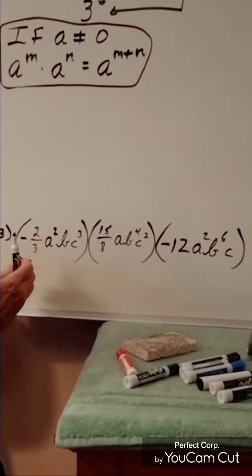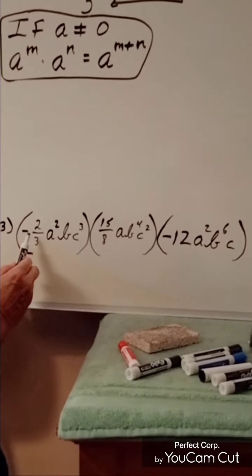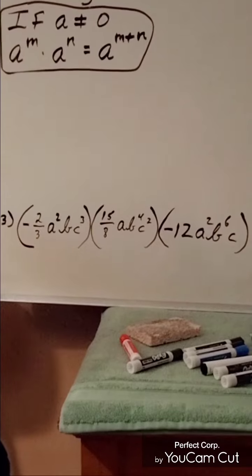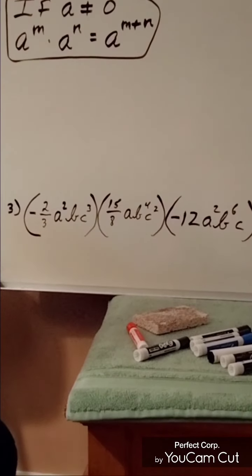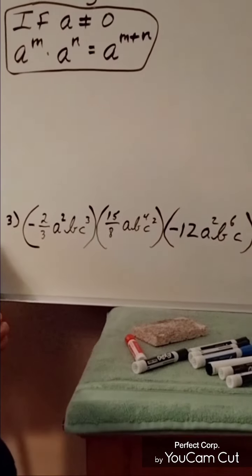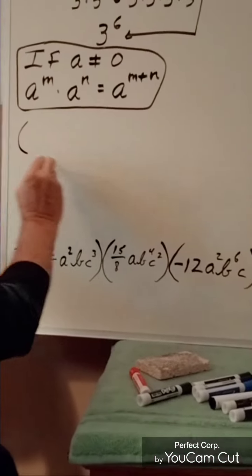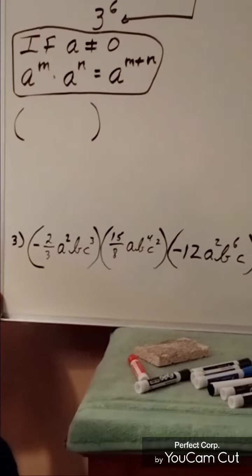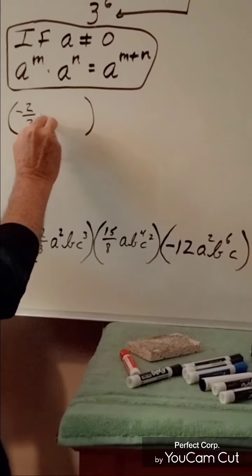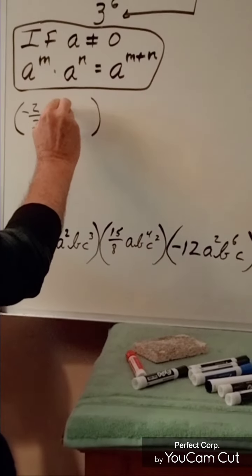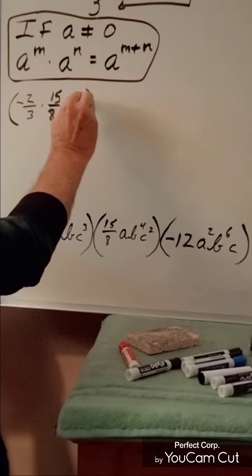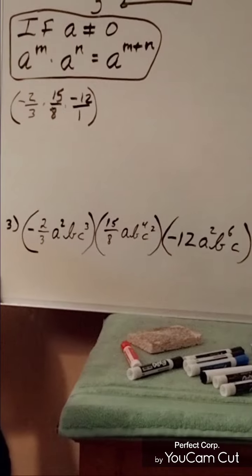I'm going to form 4 different groups. Group number 1 is going to form with the coefficients of those 3 factors. House number 2 will be for the powers of A. House number 3 will be for the powers of B. And house number 4 will be for the powers of C. So I'm going to start it right up here. And let's put in those coefficients first. Negative 2/3 times 15/8 times negative 12, which we'll write negative 12 over 1.